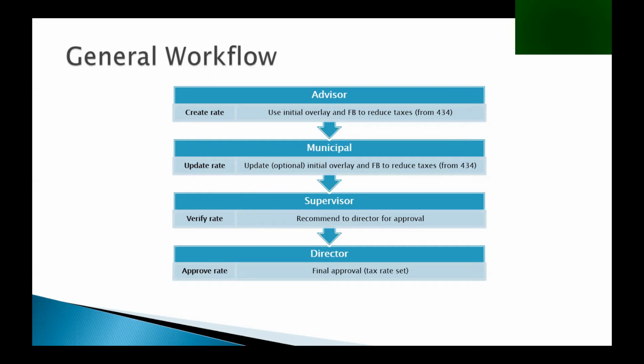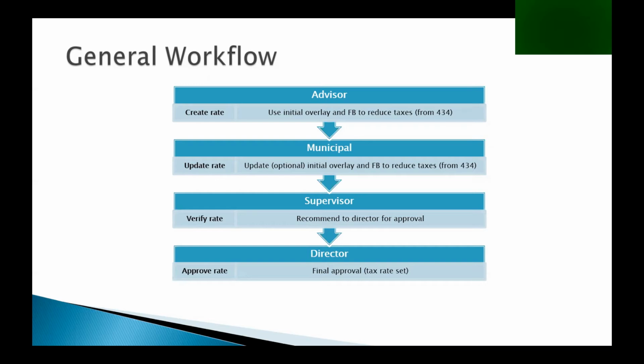When you approve it, we're into the supervisor step, so the third step here. A DRA supervisor will review the rate, they'll verify it, and they're going to send it to the director for final approval. And once the director approves it, you have your final rate for the year.